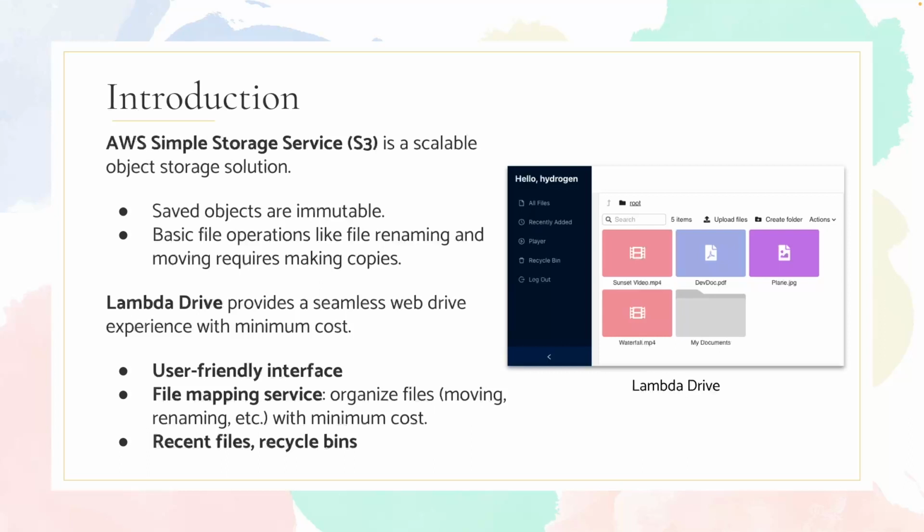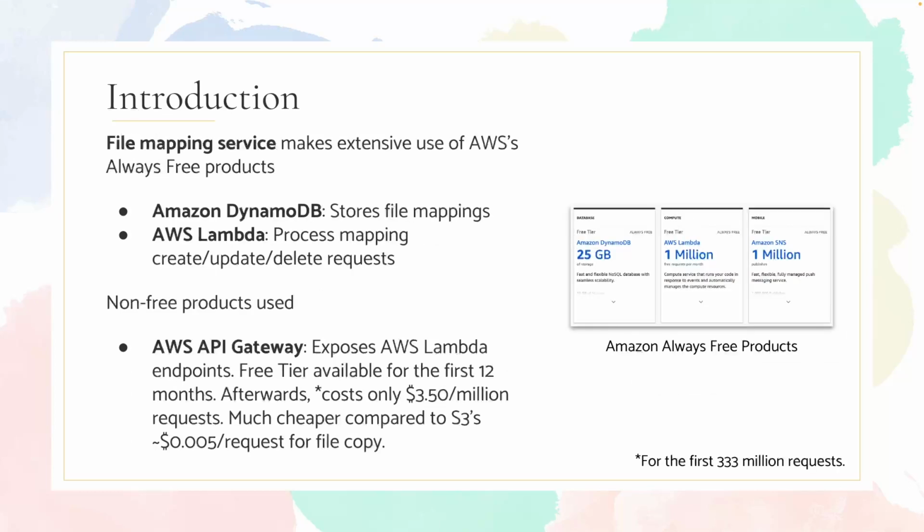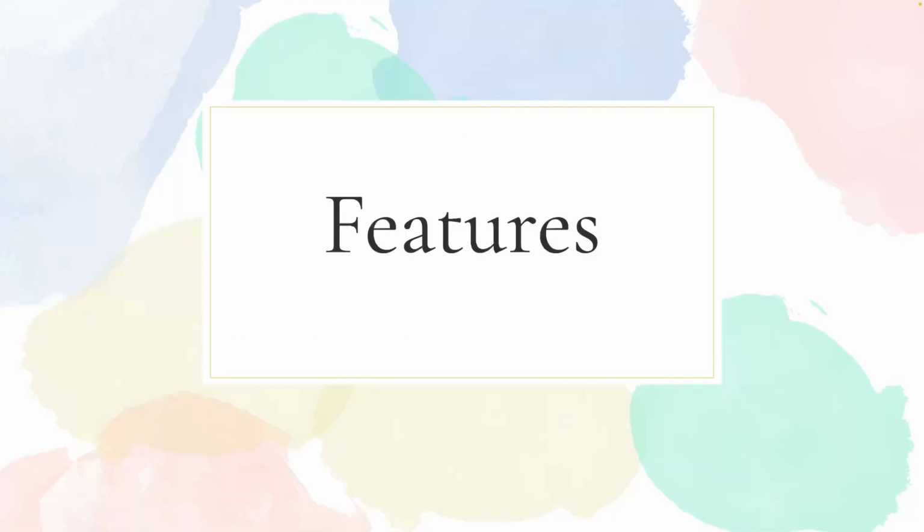To provide a seamless WebDrive experience to users using S3 as their WebDrive, in our solution, LambdaDrive, we not only built a user-friendly interface for S3, but also created a file mapping service that allows users to organize files as if they're using a regular WebDrive with significantly less cost than making copies. The mapping service makes extensive use of Amazon free tier and limited always free products. It significantly reduces the cost of organizing files compared to workarounds. So first, I'll introduce the solutions with live demos.